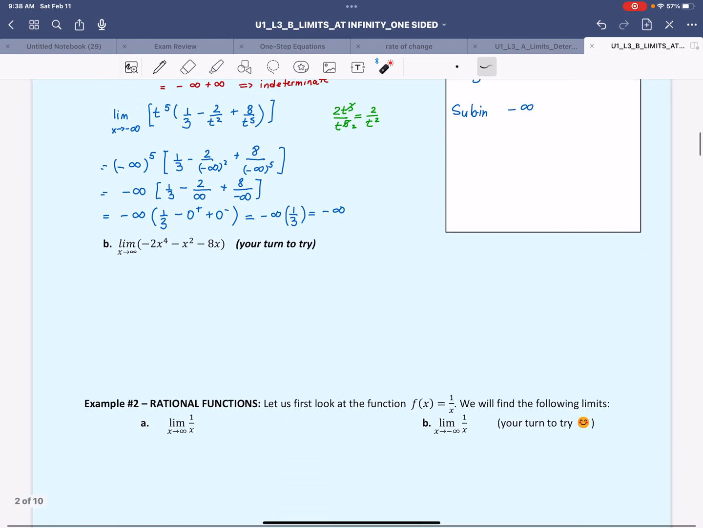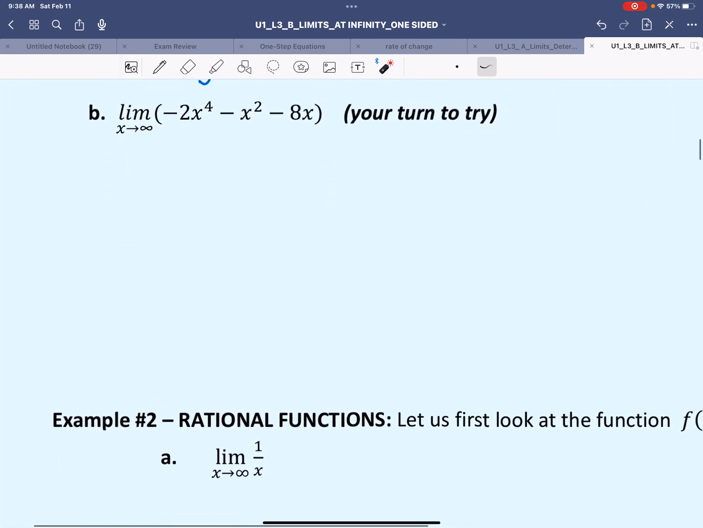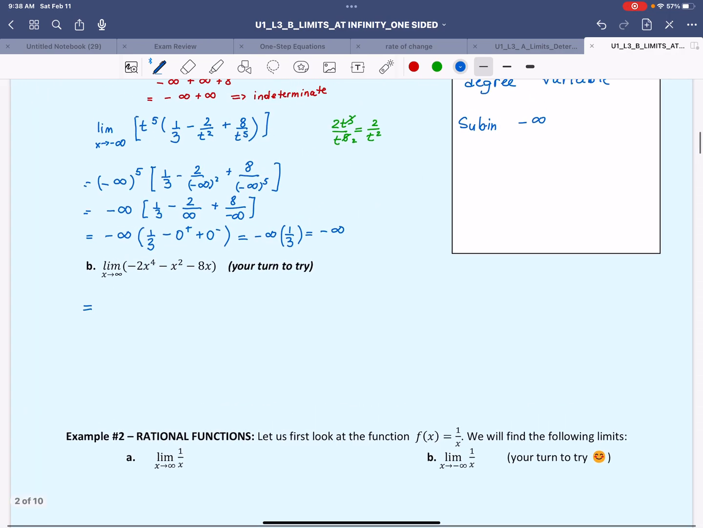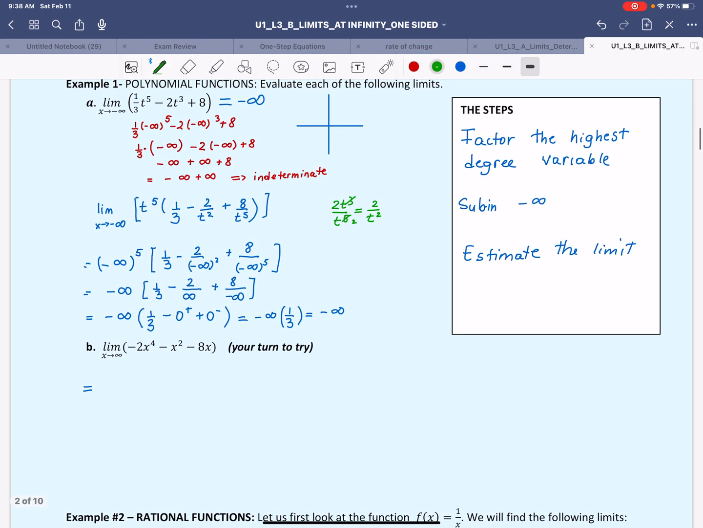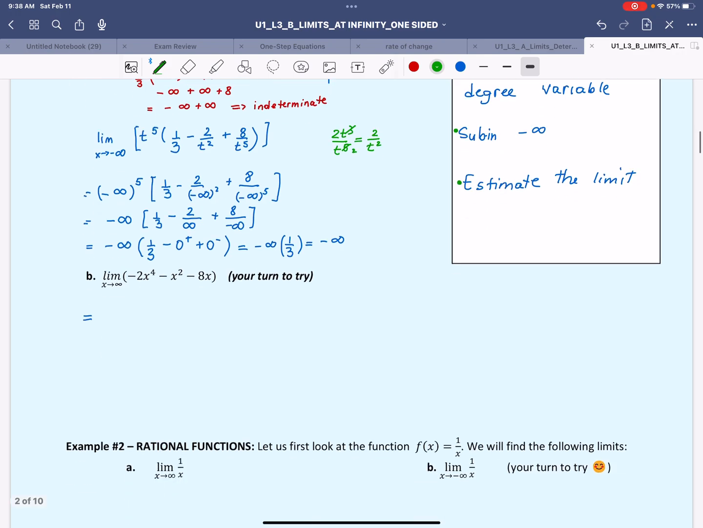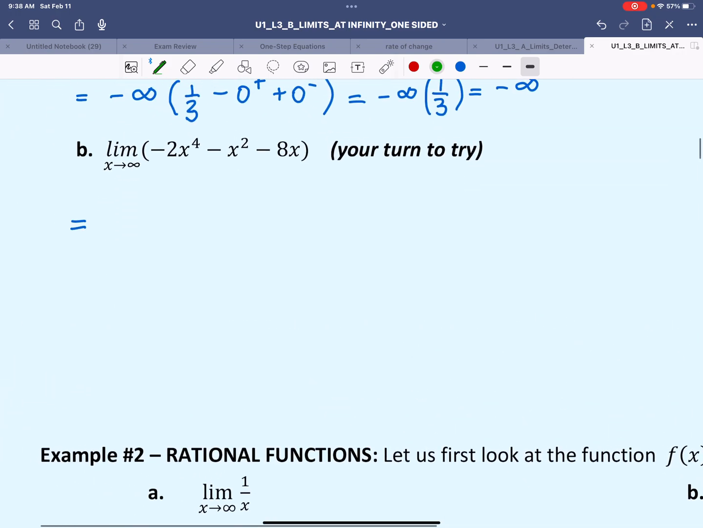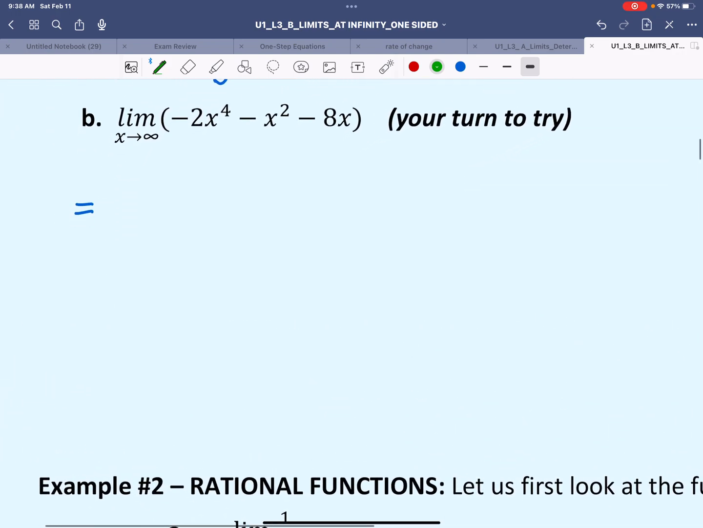Now try the next one on your own. I'm going to try to do this a little bit faster with not a lot of explanations, but just let's complete the steps. So the last step here will be to estimate the limit. And voila, 3 steps to evaluate this particular limit. So here we go, we're going to move on to the next example.